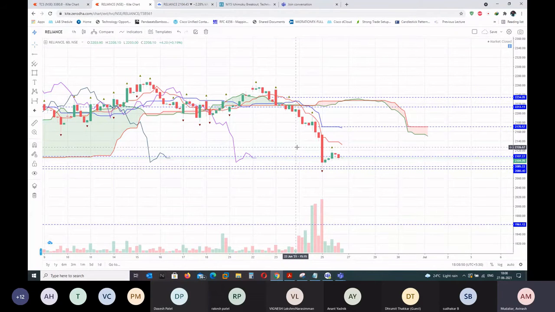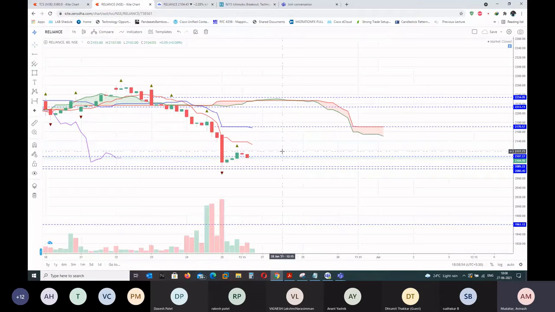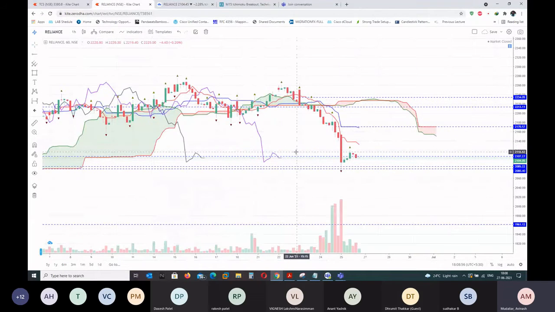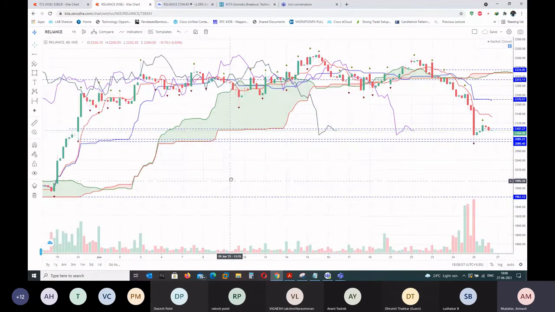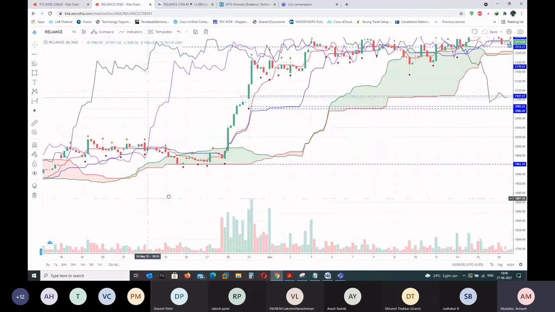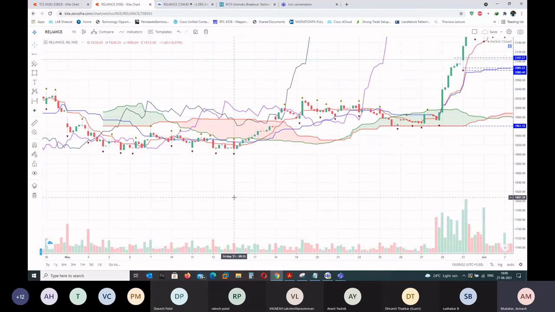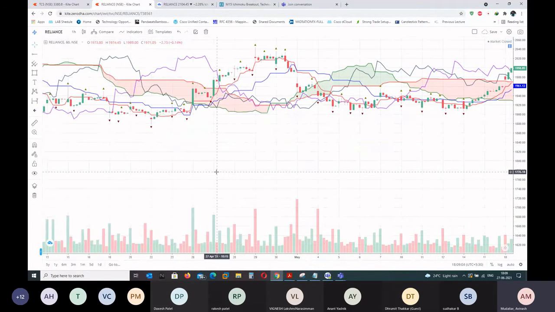Now I'll go for the second one. The second one is called KS bounce, Kijun-Sen bounce. So what you do is you look for a trending environment. I don't find anything now. 1 second.